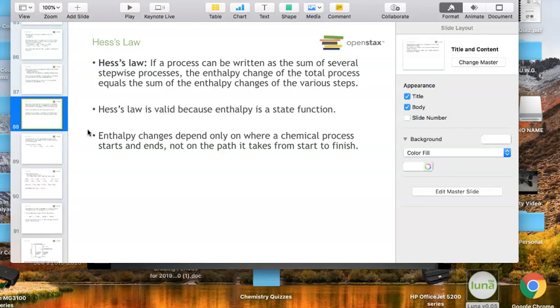Hess's law is valid because enthalpy is a state function. So again, it doesn't matter how you get there. If you have an initial value and a final value, that difference is going to be the enthalpy change, no matter how you got there. So enthalpy changes depend only on where a chemical process starts and ends, not on the path it takes from start to finish.